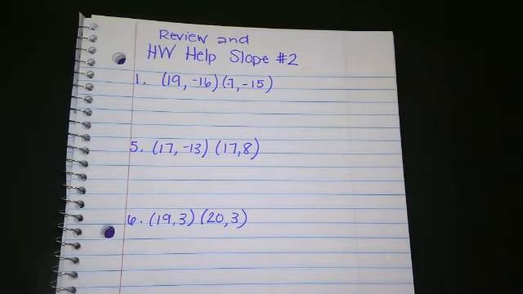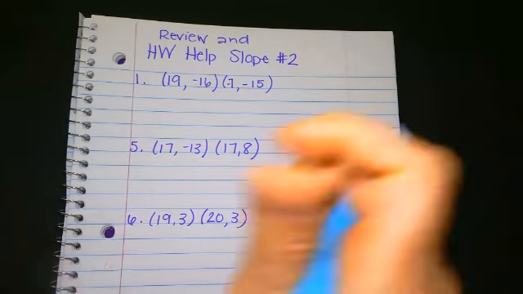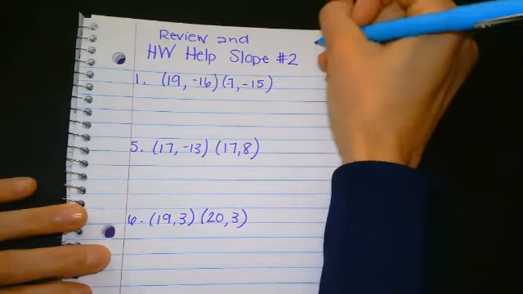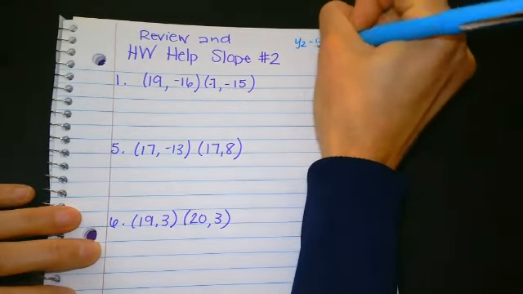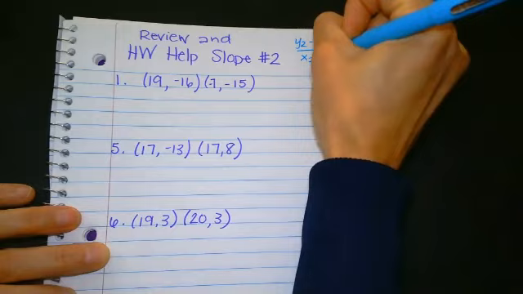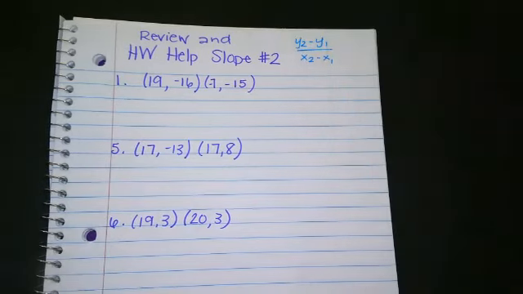Okay, so the formula that we use is y2. Okay, let's write this down. y2 minus y1 over x2 minus x1. And all you have to do is memorize that and then memorize the order, okay?